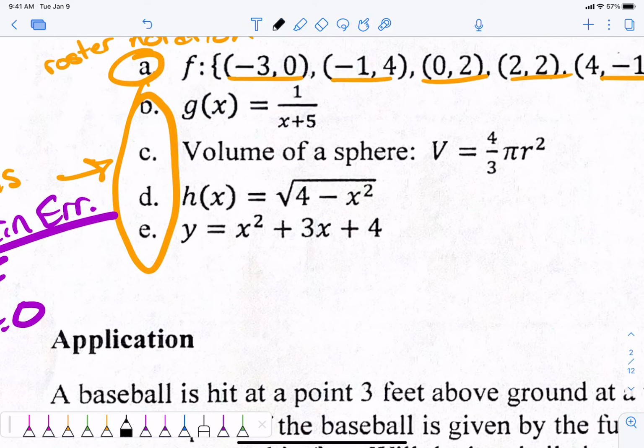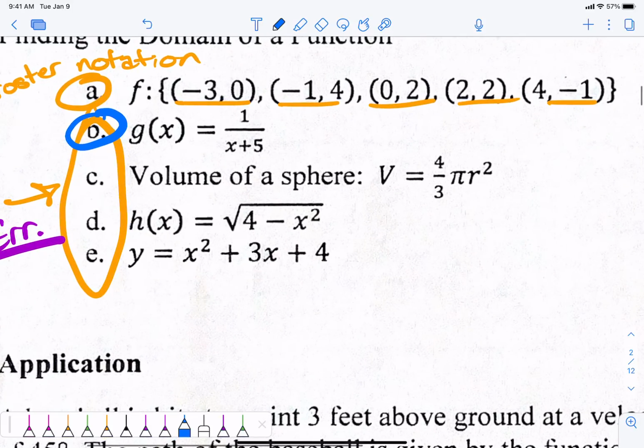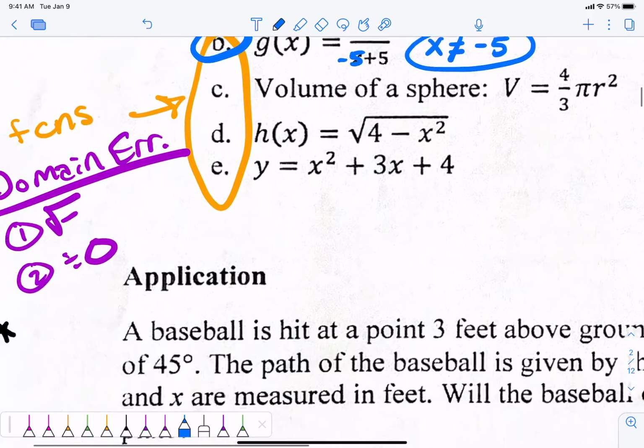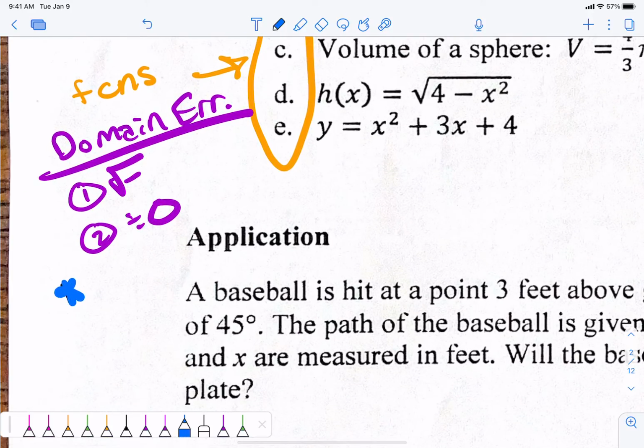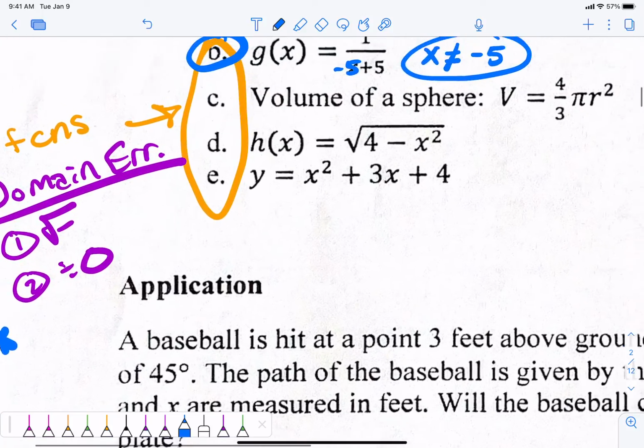So B violates one of those. When we're doing domain, we're either saying what x can be or what x cannot be. In this case, x can't be what? -5. Because if I were to plug -5 in here, I would end up with 0 on the bottom. So x can't be -5. That's the domain.